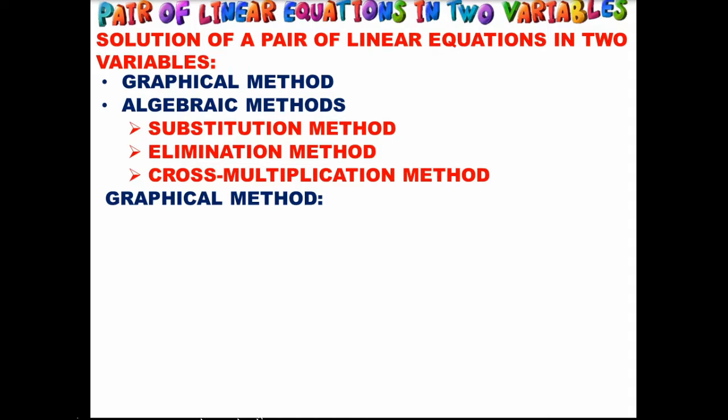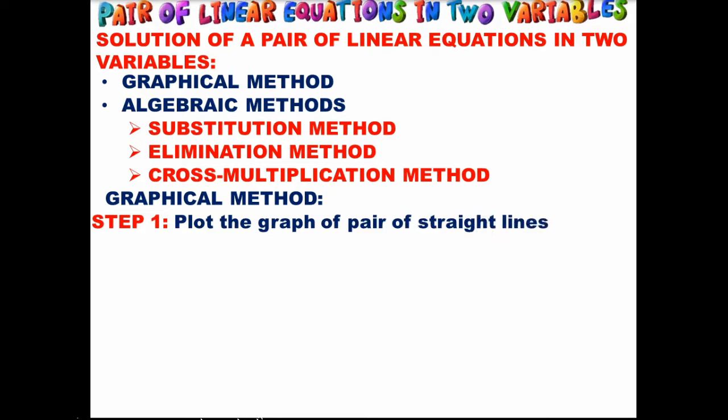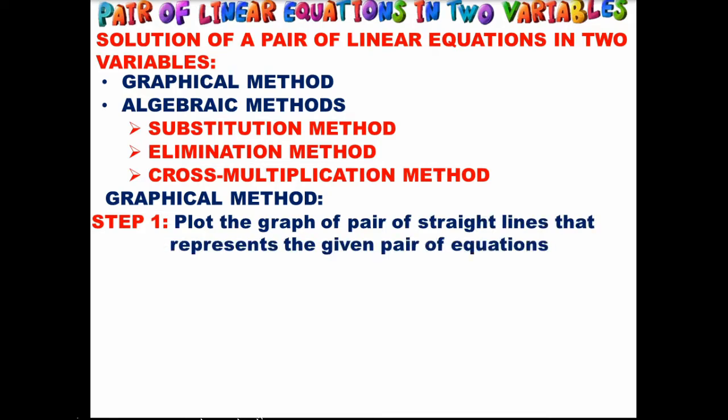First, we'll start with the graphical method of solving a pair of linear equations in two variables, right? Okay, now the steps involved in solving a pair of linear equations is that you should plot the graph of the given equation. You know that the given equation is going to be a straight line, isn't it? So we'll find points on the straight line and plot them in the graph. So we'll get two straight lines, of course, a pair of straight lines, and those straight lines will represent the given pair of equations, right?